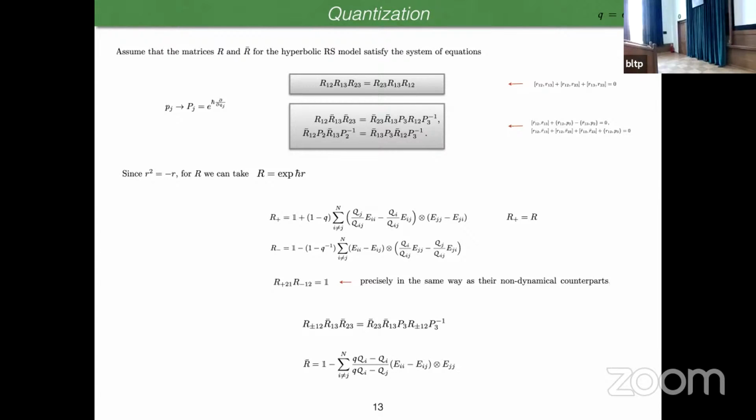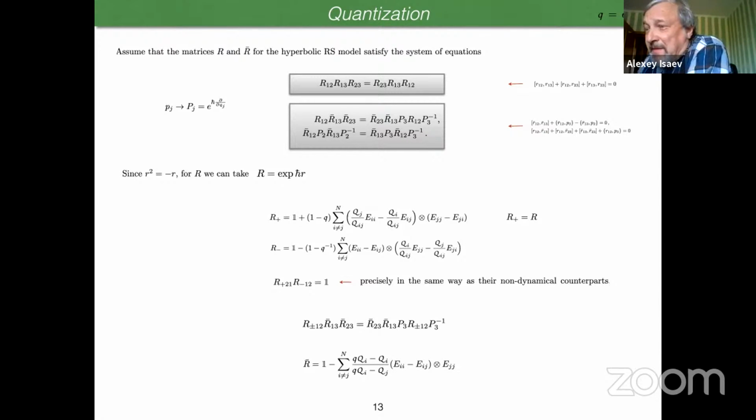Here's a question from Zoom. Alexei Isaev. Gleb, when people say about Ruijsenaars-Schneider model, they sometimes mention double-affine Hecke algebra, unique algebra. Are there any relations of your algebraic structures with double-affine Hecke algebra?